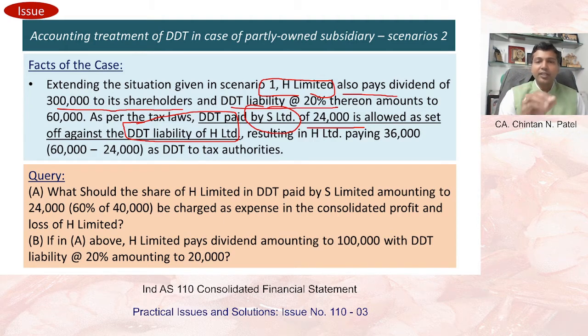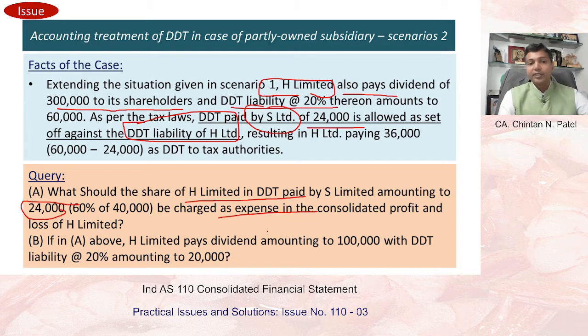Now the question is, where the DDT which is paid by S Limited is eligible to be offset by H Limited, whether it is expenditure. So what is the question? One, what should the share of H Limited in DDT paid by S Limited, amounting to rupees 24,000? Is it to be charged as expenditure, which was done in the earlier case?